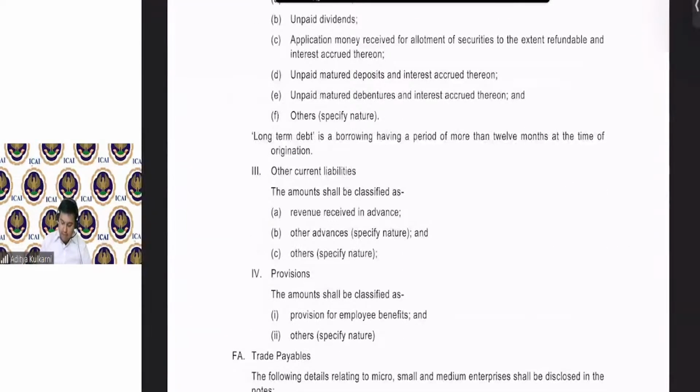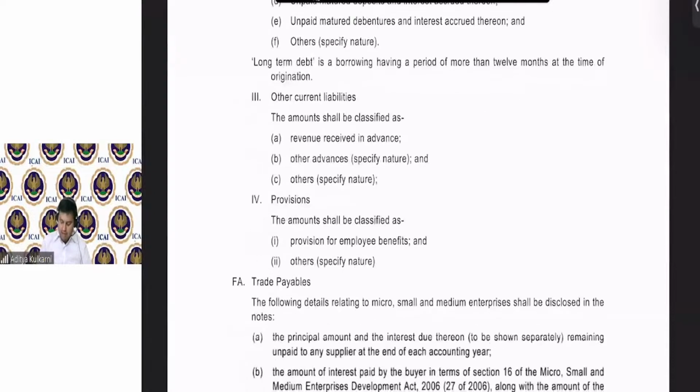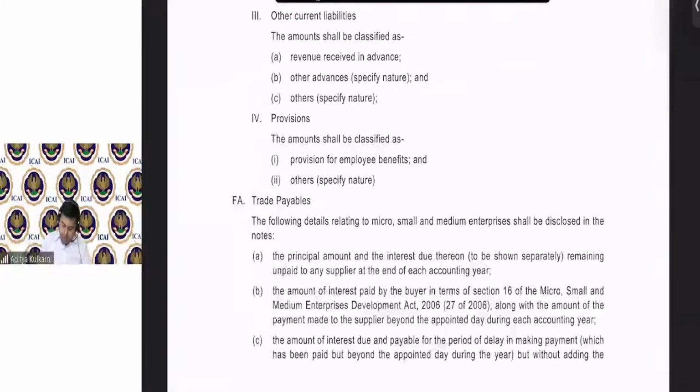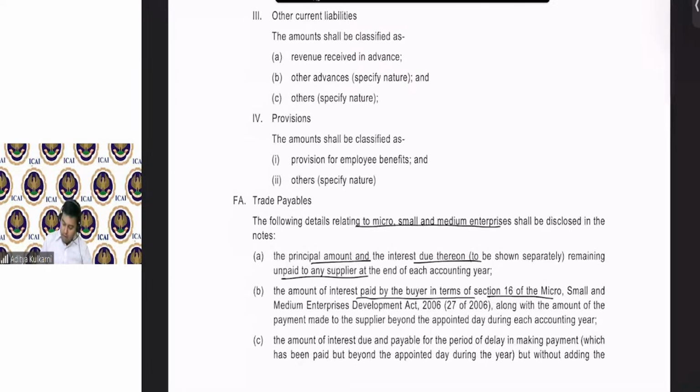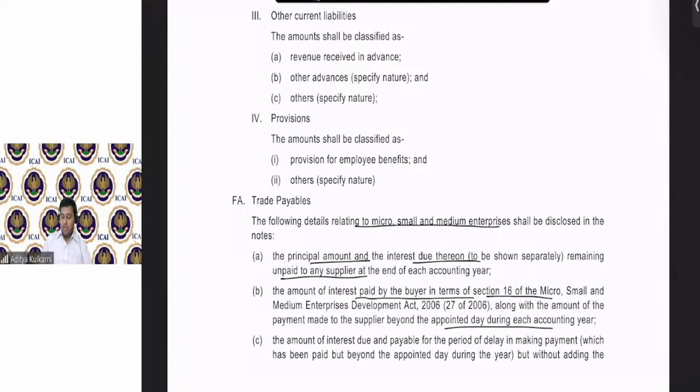Other financial liabilities and other current liabilities, etc. Coming to trade payables, you will show for the micro, small, and medium enterprises, MSME enterprises, the principal amount and interest due thereon, remaining unpaid to any supplier at the end of each accounting year. The amount of interest paid by the buyer in terms of Section 16 of the MSMED Act 2006, along with the amount of payment made to the supplier beyond the appointed date during each accounting year.